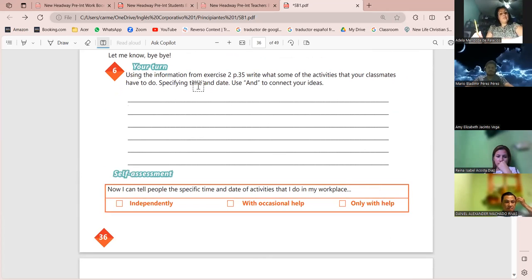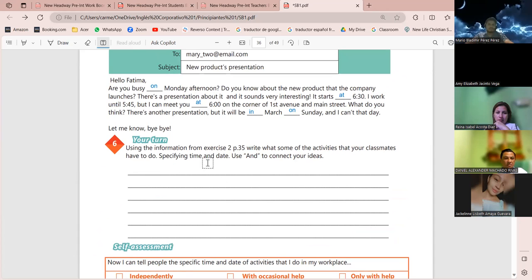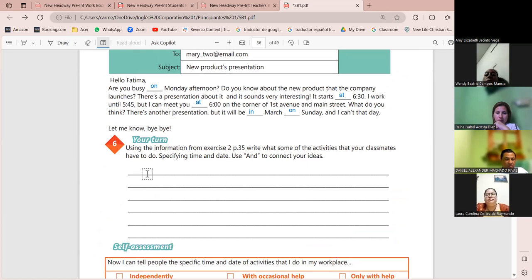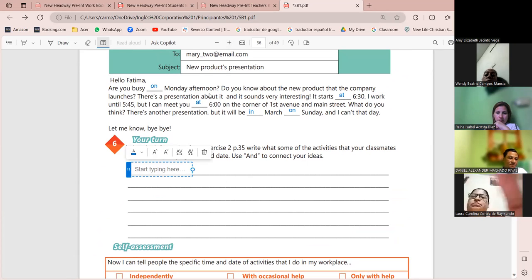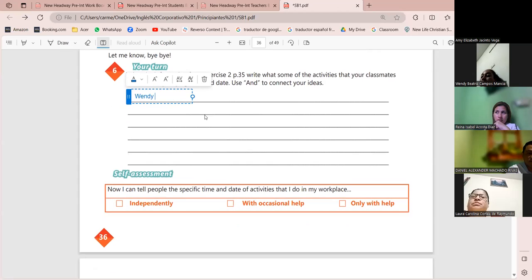Using the exercise that we did, we have to write some of the activities that your classmates have to do, specifying time and day. Use and to connect your ideas. Vamos a hacer un ejemplo y los demás les quedarán de tarea, ¿ok? Sería así. For example, yo diría, Wendy takes a shower, ¿sí?